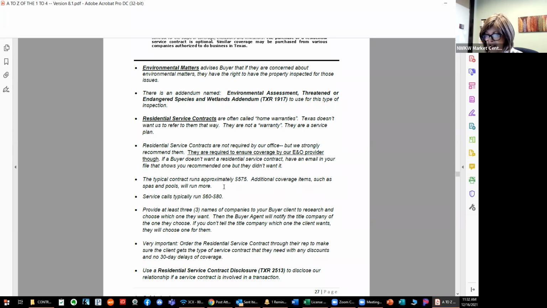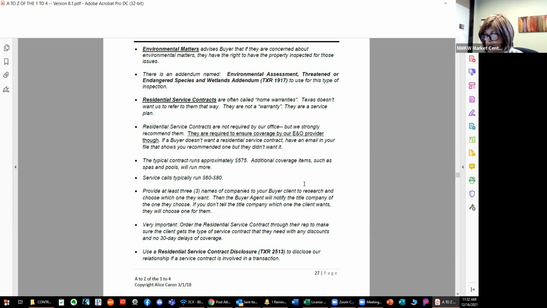And if you're asking the seller to pay for it, why wouldn't they want it? It just doesn't make sense. But the typical contract runs approximately $575. Additional coverage items such as spas and pools will make that go up. Service calls typically run $60 to $80, closer to $80 now.